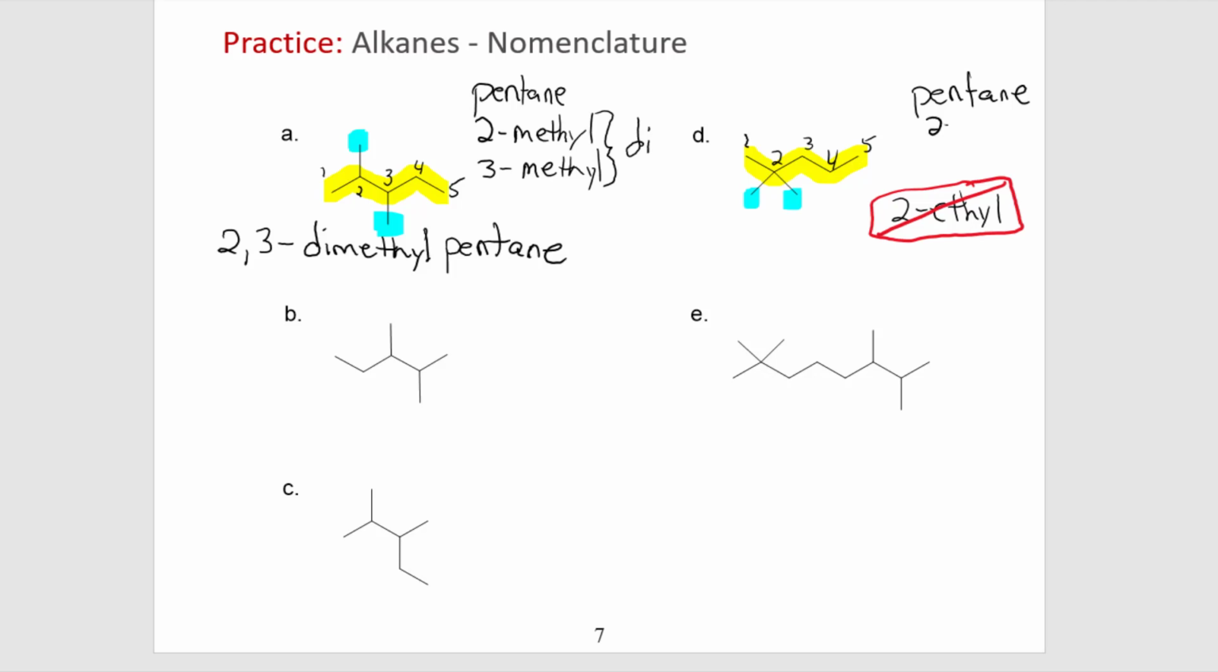That is a 2-methyl, 2-methyl. And since it's redundant, it's di. So how does this one look? The correct name for this one is 2,2-dimethylpentane. I'll let you do B, E, and C on your own.